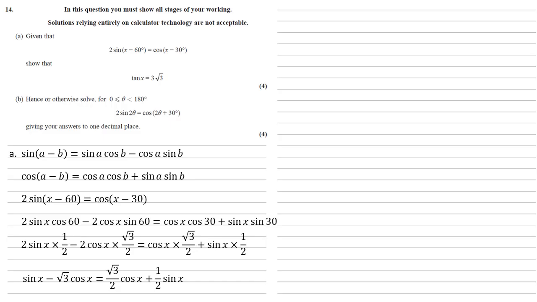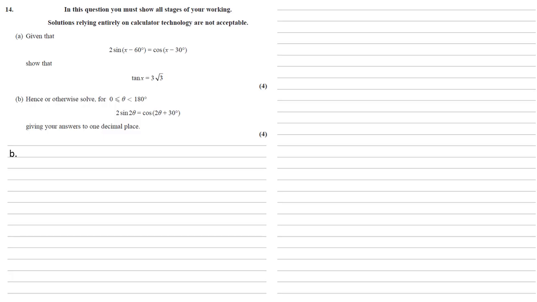We're now going to bring the sines together on one side, cos on the other, by subtracting the half sin x from both sides and adding root 3 cos x to both sides, which gives us a half sin x equals 3 root 3 cos x. We can now double both sides to get rid of those fractions, so sin x equals 3 root 3 cos x. Now if we divide both sides by cos x, we will get sin x over cos x on the left, which is equal to tan x, so tan x must equal 3 root 3.